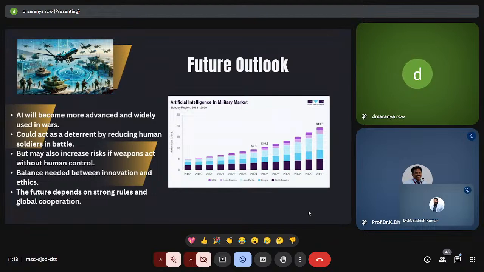Future outlook. AI will continue to grow in the military. It might reduce deaths but could also cause new risks if not controlled properly. So we must balance innovation and ethics and work together globally for safety.